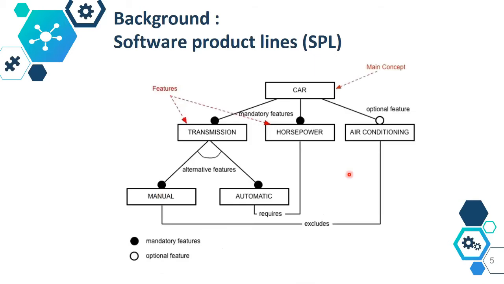This is an example of one of the main model used for defining a software product line. It's the feature model. Here we have a concept. The main concept is the car, and we have here many features. Inside, we have the transmission, the horsepower, the air conditioner. As you can see here, we have some mandatory features and some optional features, as you can see here in the representation, as mentioned in the legend.